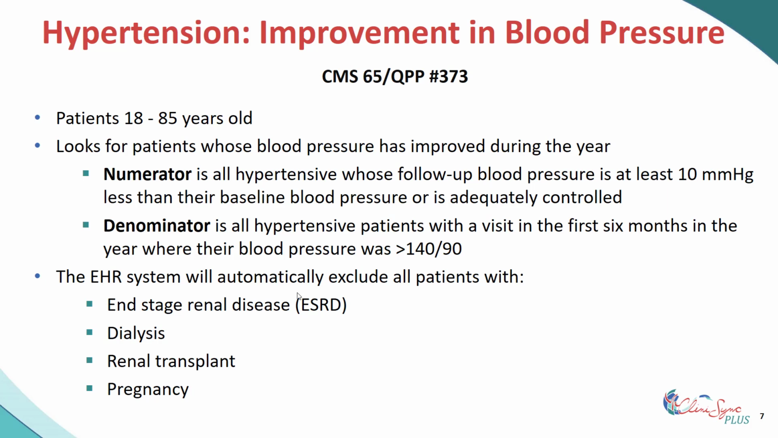The denominator for this measure includes all hypertensive patients that had at least one visit within the first 6 months of the reporting period where their blood pressure was greater than 140/90. The numerator includes all of the patients in the denominator whose blood pressure has improved or has fallen below 130/80. There are also exclusions for this measure that would remove a patient from the denominator. Those exclusions are the same as our previous measure.